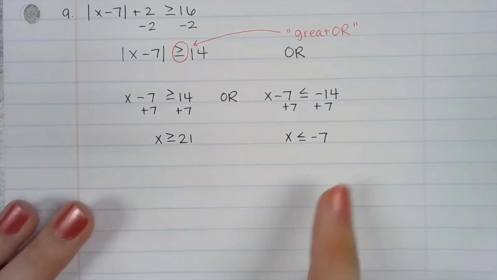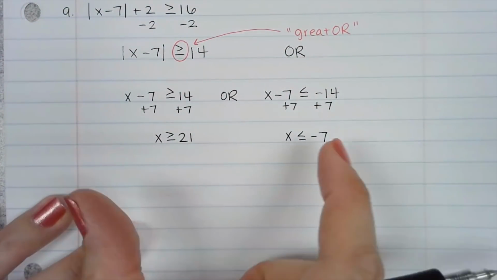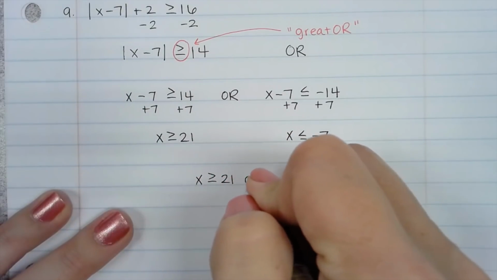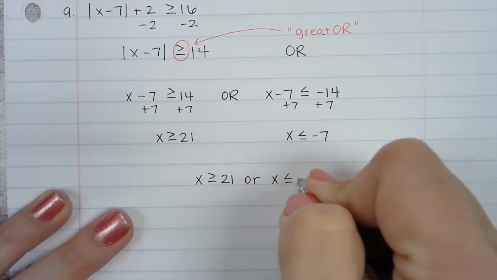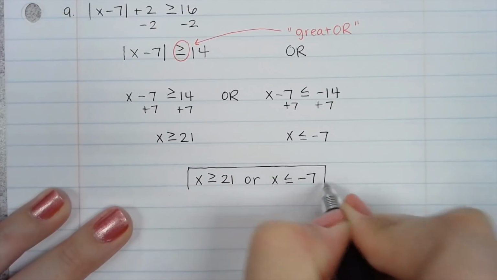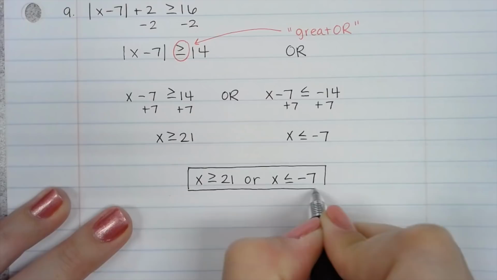And then when you get the two parts for your answer, we write them together. And so it's going to be x is greater than or equal to 21, or x is less than or equal to negative 7. And those can get written in either order. You just want to make sure that you're careful for the direction of the sign.